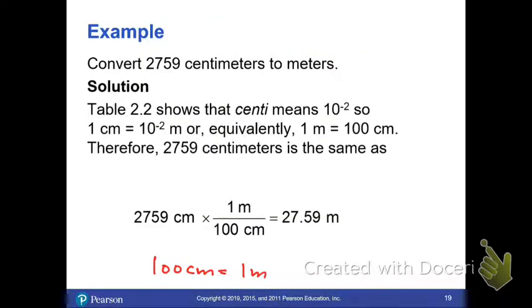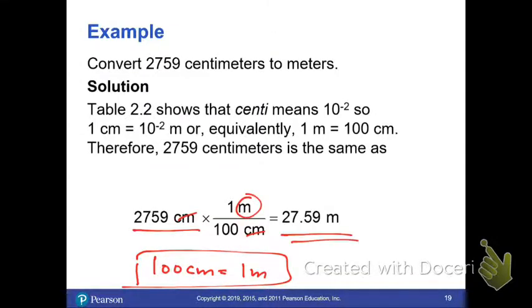So going through this, we start with our 2759 centimeters, and this is the conversion factor that we're going to use. Since I'm trying to get rid of the centimeters, I'm going to put the centimeters opposite, in the denominator, and I'm left with meters. So I end up dividing by 100, and I get my solution of 27.59 meters. Again, you will be given these charts, so you do not have to memorize the conversions.